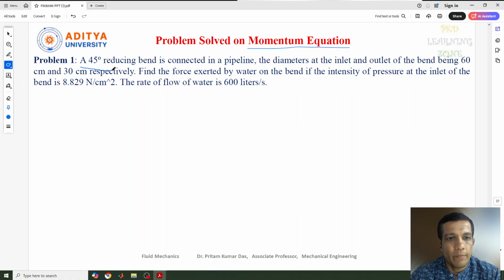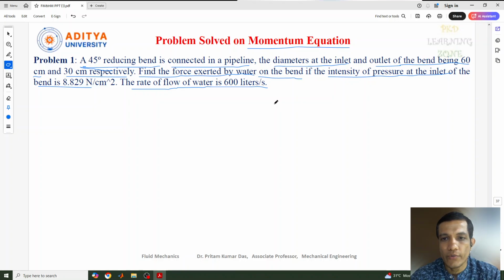A 45-degree reducing bend is connected in a pipeline. The diameter at the inlet and outlet of the bend is 60 centimeter and 30 centimeter respectively. Find the force exerted by the water on the bend if the intensity of the pressure at the inlet of the bend is 8.829 Newton per centimeter square and the rate of flow of water is 600 liter per second. So these are the data that are given in this question, and you can see the question says a reducing bend pipe is connected in a pipeline.